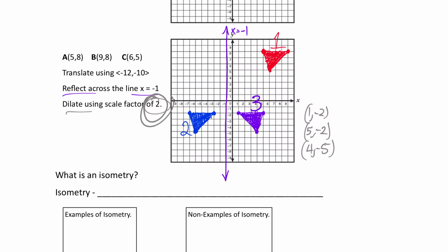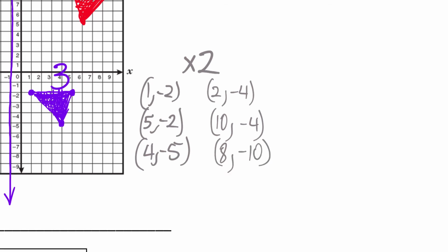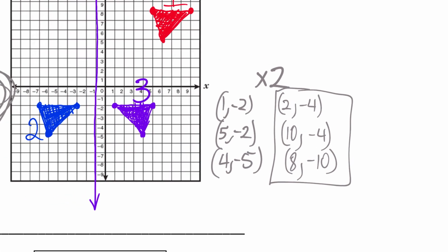Now I'm dilating by a scale factor of 2. So everything here is going to get multiplied by 2. Okay, so what is 1 times 2? 2. And what is negative 2 times 2? Negative 4. What's 5 times 2? 10. What is negative 2 times 2? Negative 4. What is 4 times 2? 8. And then negative 5 times 2? Negative 10. So these right here are going to be the points of the dilated triangle.